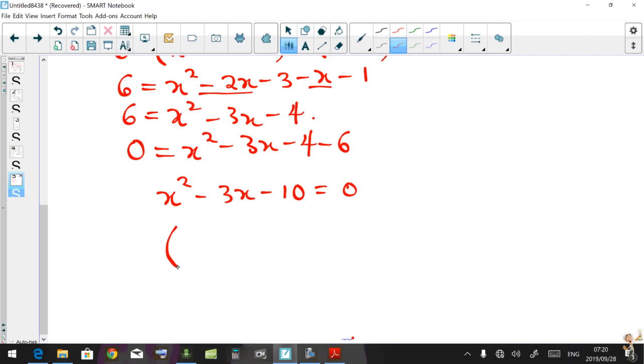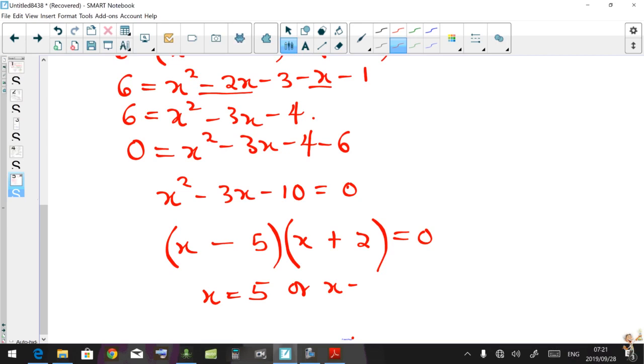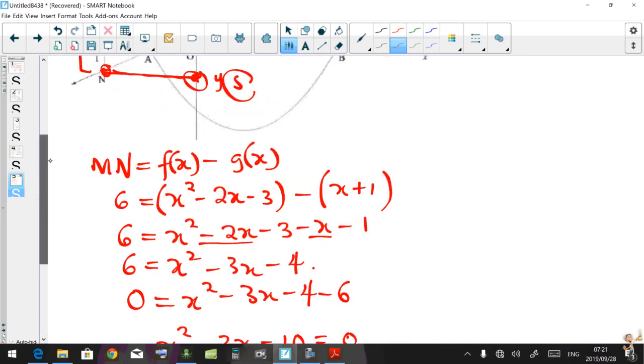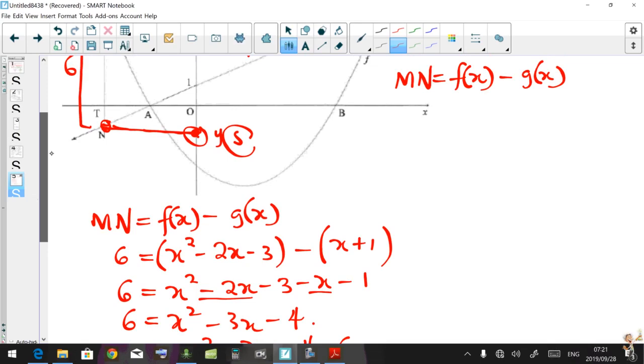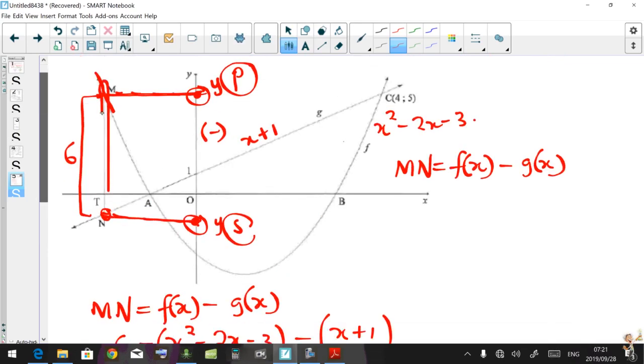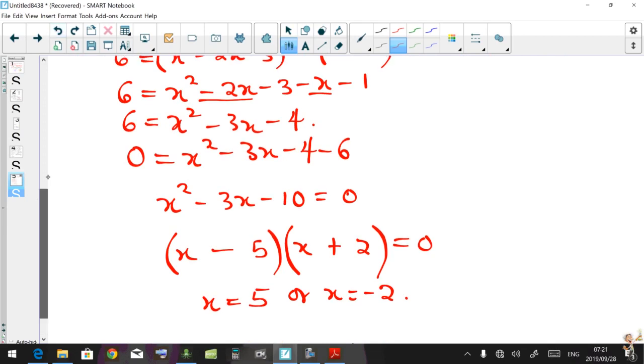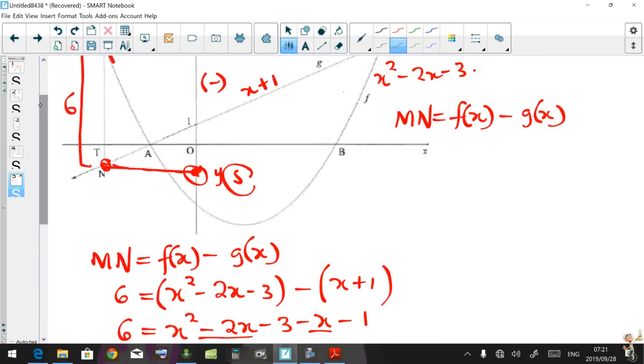Do you see factors? I see a 5 and a 2. Alright, x, 5, and 2. Remember, I want a negative 3, so I want that. So my x would be equal to what? Either 5 or my x should be equal to what? A negative 2. But we are told that, so we're looking at x values. So we got x. That means we want the x value here. Oops, sorry. We want the x value. We're actually looking for the x value here.